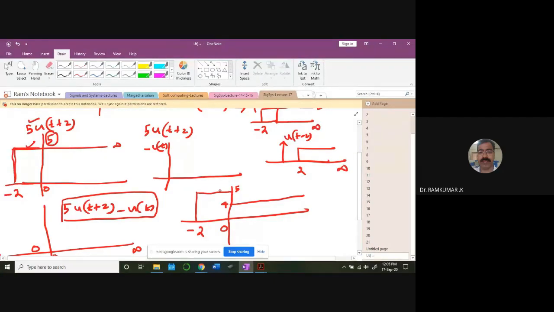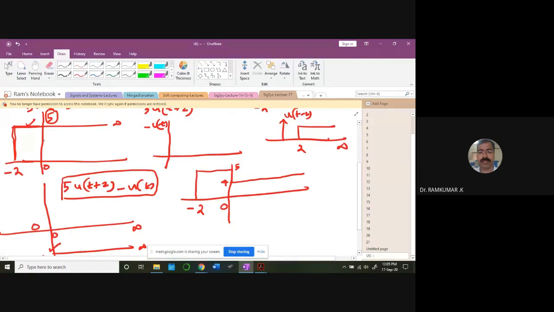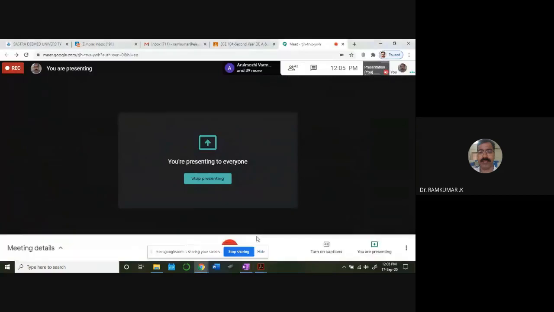This 5 is going to come. Then at t equal to 0, this signal starts. Minus 1 starts. So naturally 5 minus 1, it becomes 4. 4 will come. That will be there forever. Okay, that is the addition of these two signals. In the same manner, you add one more signal. What is that? The third signal.